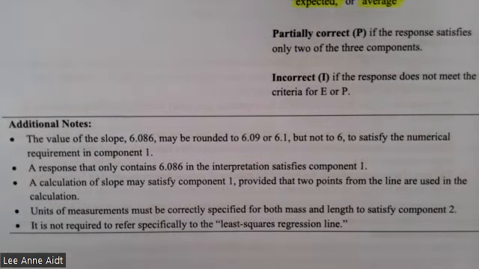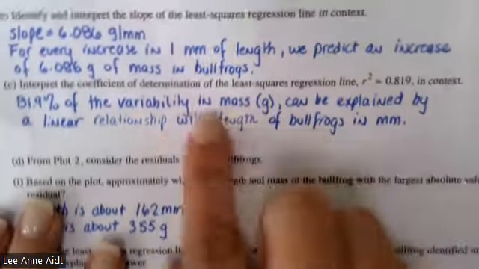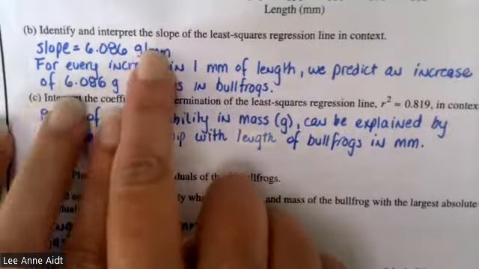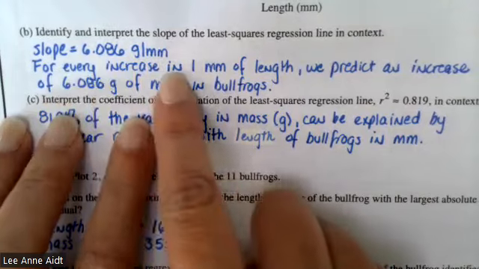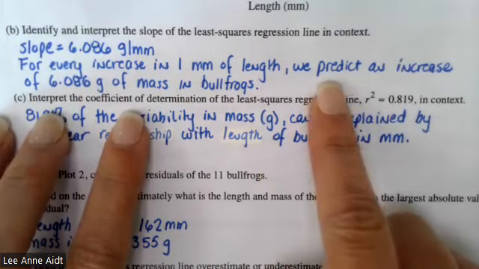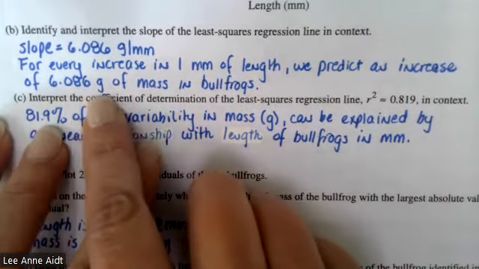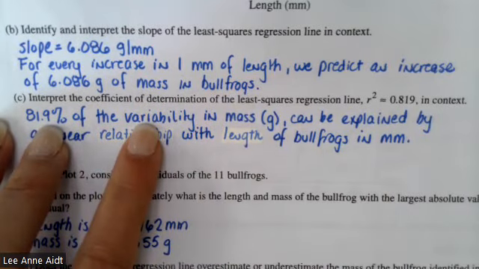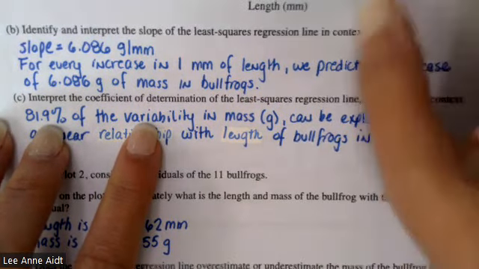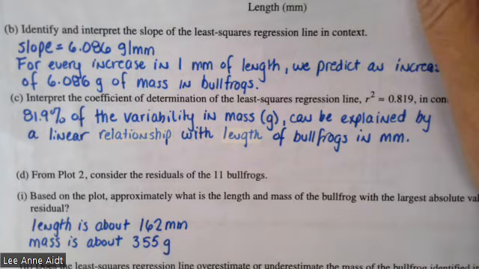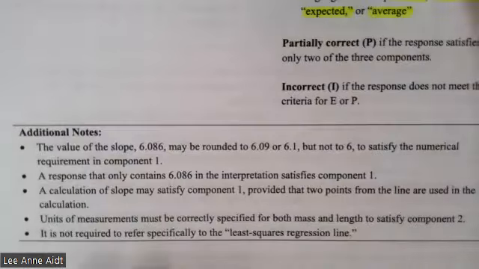Here's mine. I did it because I'm a nerd pants. Slope is this: for every increase in 1 millimeter of length, we predict an increase of 6.086 grams of mass in bullfrogs. Okay. Part C.